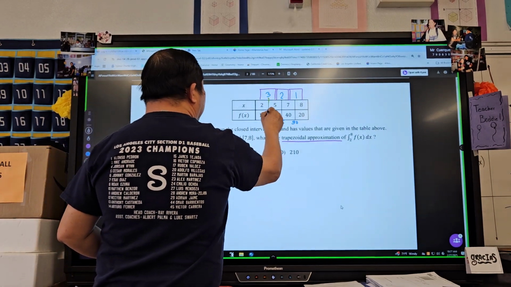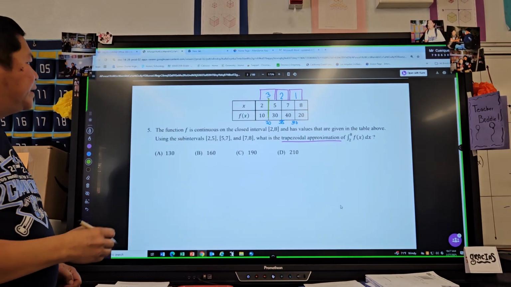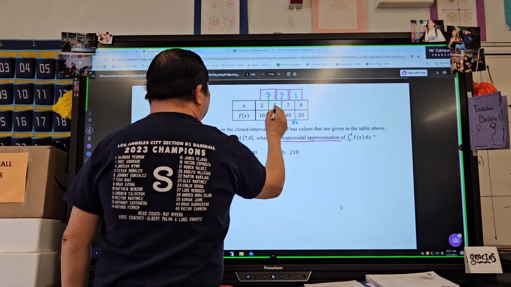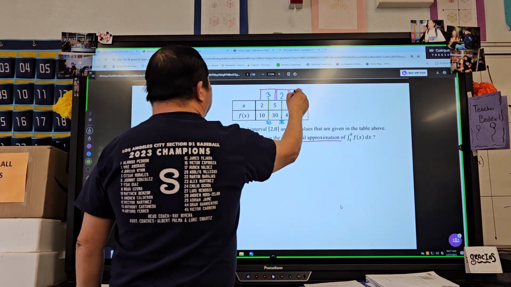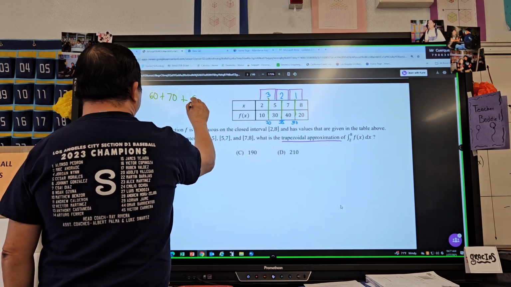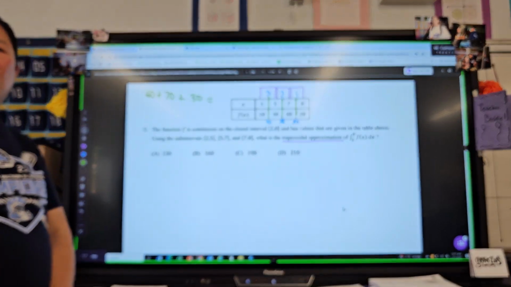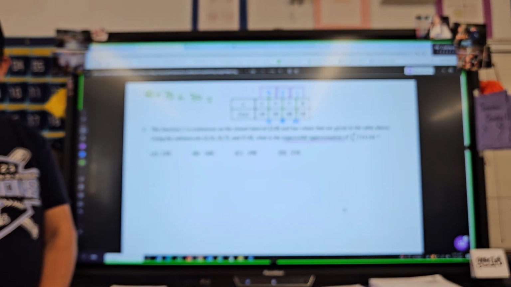Test taking strategy. What is 3 times 20? 60. And then 2 times 35. 1 times 30. Add them up. 160.